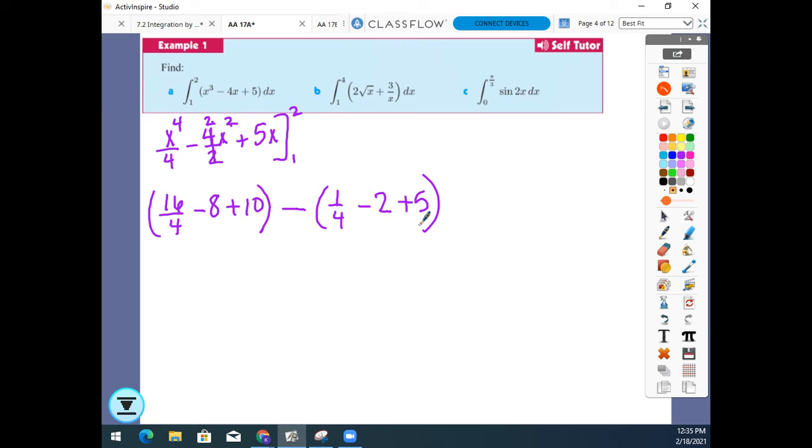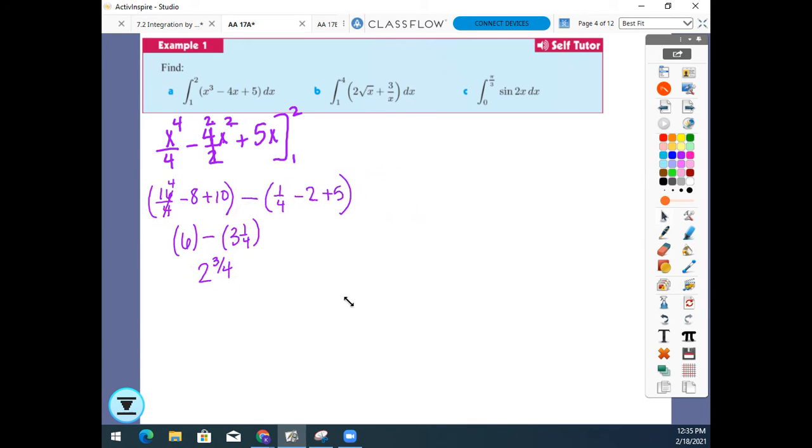Okay, so this is just 4. So 4 minus 8, negative 4, plus 10 is 6. Minus, this is going to be 3 1/4. So that'll be 2 3/4. So it's just a matter of kind of working through the math. All right, let me shrink this part up a little bit.